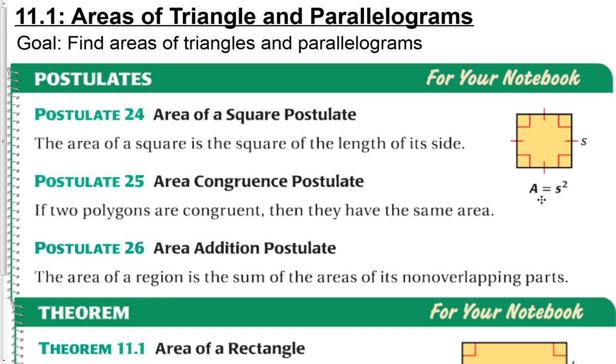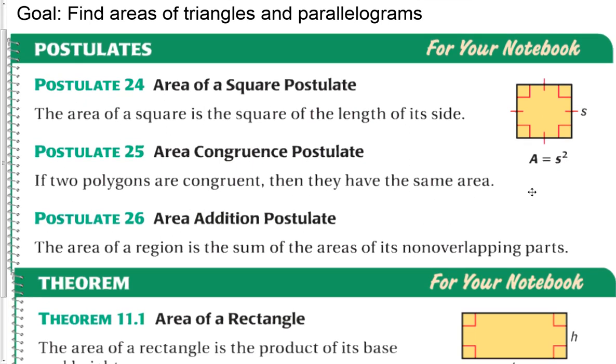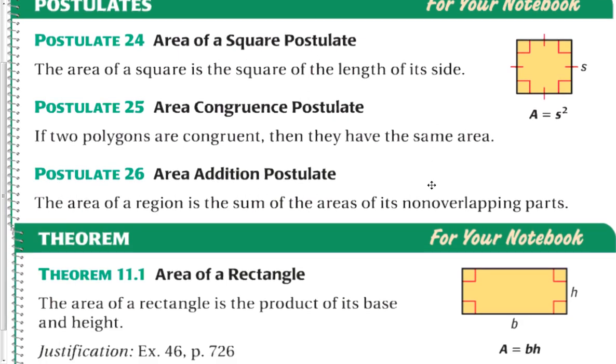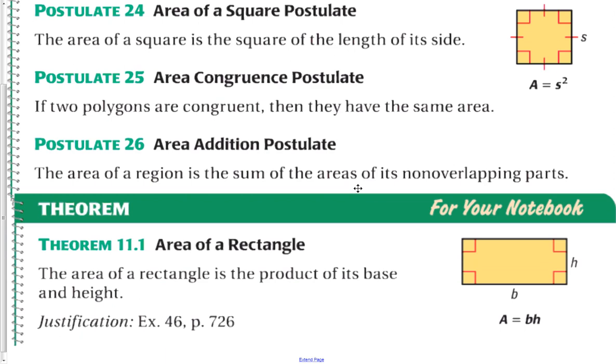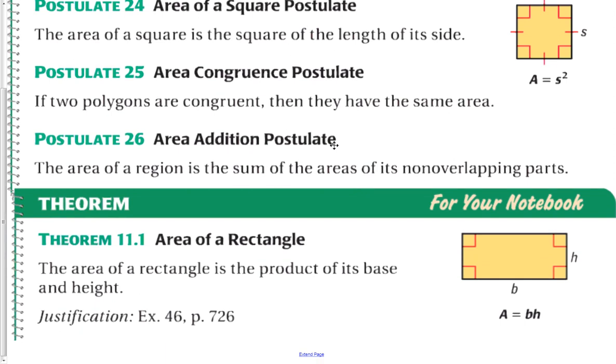Area of a square is area equals side squared. Area congruence means if two polygons are congruent, then they're going to have the same area, right? Triangle ABC congruent to triangle DEF, well, ABC's area will equal DEF's area. Area addition postulate will happen if we have a composite figure, like let's say we have this square and then we have a triangle off the square, right? The area of the full would be area of square plus area of the triangle. Area of a region is the sum of the areas of its non-overlapping parts.